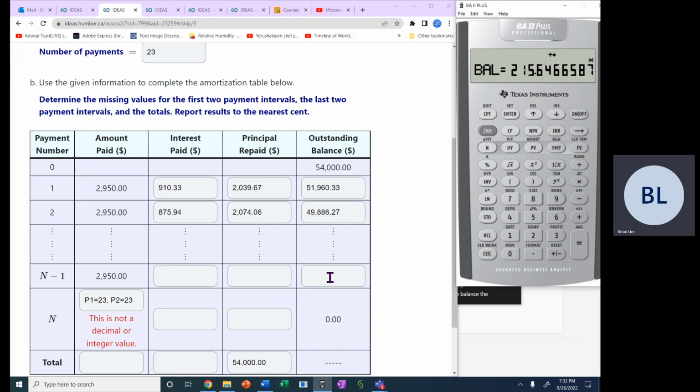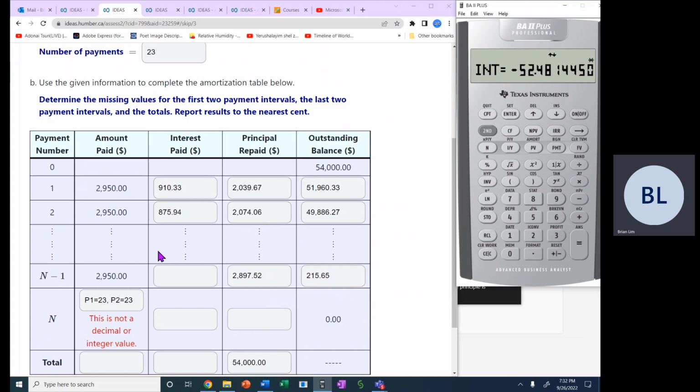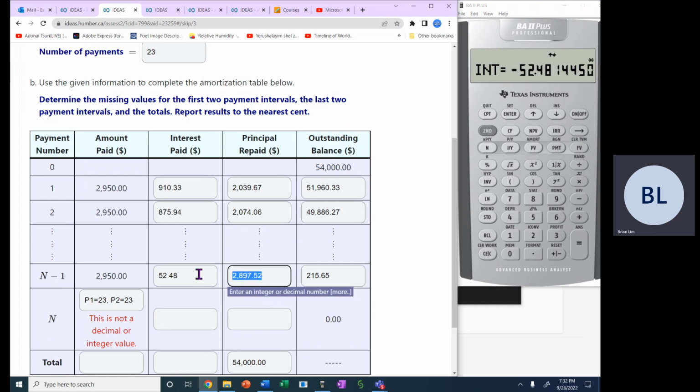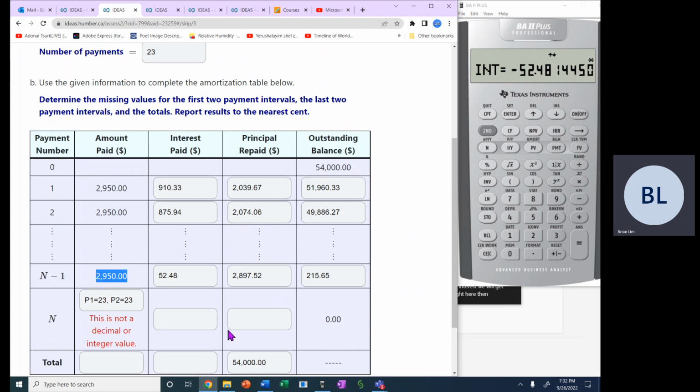The balance now is $215.65. We're rounding to two decimal places. All right, the amount repaid on the principal is $2,897.52. And the amount of interest is $52.48. Okay, similarly, if we add these two numbers, the principal repaid and the interest, we will get this number right here, the amount that was paid.